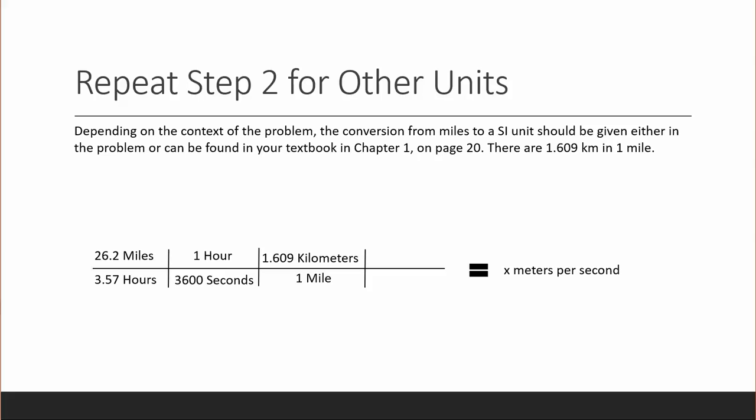And finally, you're going to put in kilometers to meters, which from this kilo right here you can tell is 1,000 meters to 1 kilometer. That's another conversion factor that will not be given on your tests in most cases. And then we've got X meters per second. And now we're going to go ahead and go to the next slide and put that in our calculators.